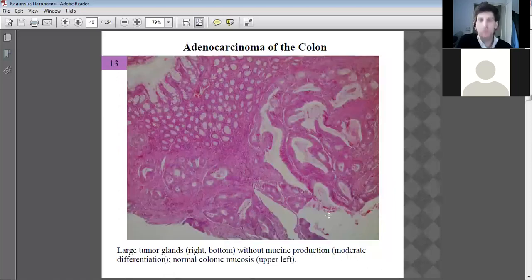Adenocarcinoma of the colon, yeah. Large tumorous glands on the right bottom, yeah, large spaces. No production of mucus, or what he calls mucin. Normal colonic mucosa upper left. Yep, these cells are normally dividing, normally producing mucus. The colon needs a bit of mucus to help movement of the feces, but also the structure of the colon here is normal because it's allowing the absorption of salts and water, as is its main function.